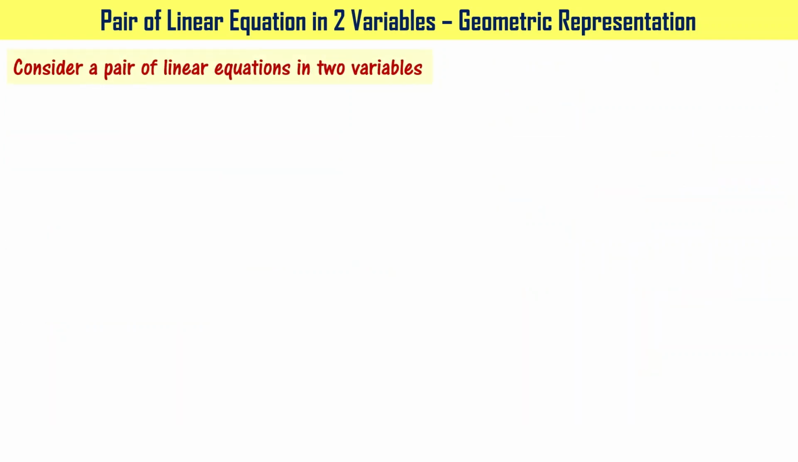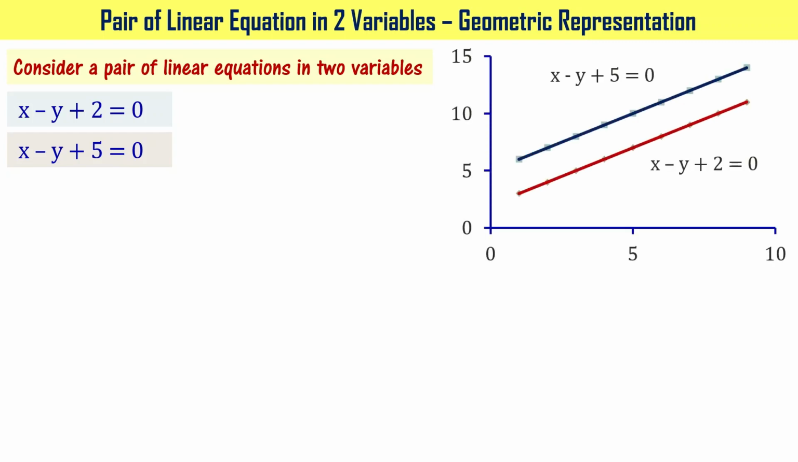Let's now consider another pair of linear equations in two variables. x minus y plus 2 equal to 0, and x minus y plus 5 equal to 0. When you tabulate data for these two equations and plot, you get a figure like this, right? The lines are parallel.